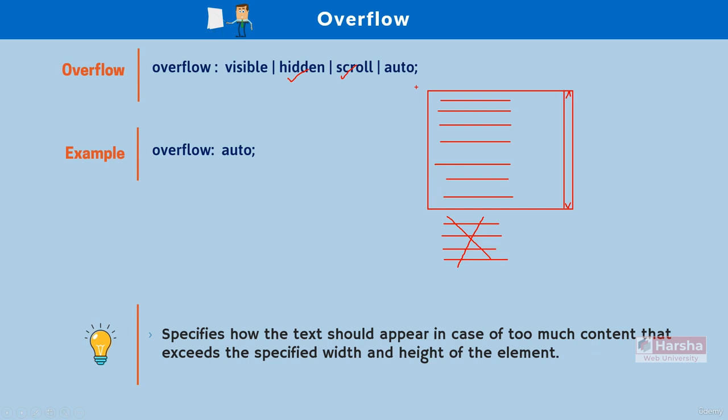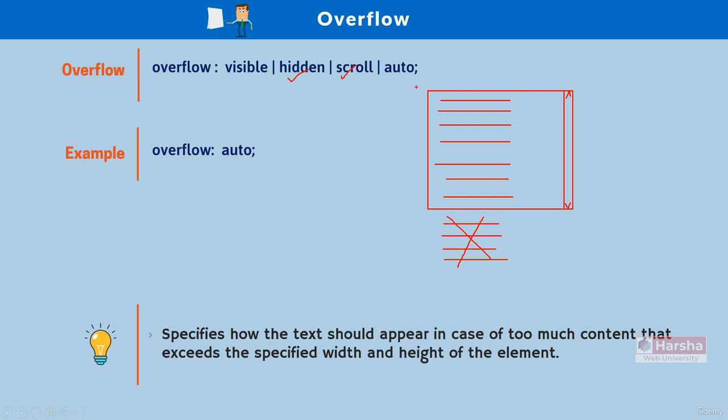So what is the difference between scroll and auto? In case of scroll, even though the content is less than the element size, the scroll bar will always be visible. So both horizontal and vertical scroll bars will always be visible even though the content is very much less. But in case of auto, only if the content exceeds the limit do the scroll bars appear. If the content is less than the actual element size, the scroll bars will not be visible. So auto is better than scroll.